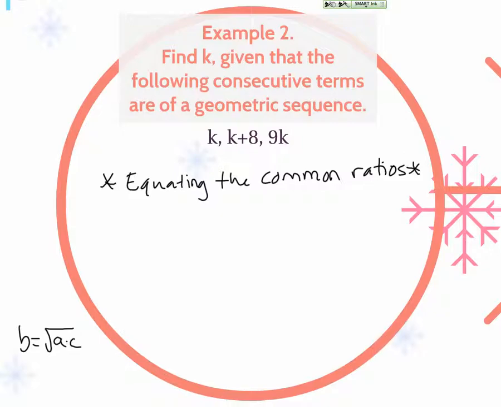But I'm going to do it another way that we hopefully won't forget, which is, I know the common ratio is a member divided by the previous member of that term. So I end up with k plus 8 divided by k equals, okay, number divided by the previous number, 9k divided by k plus 8.